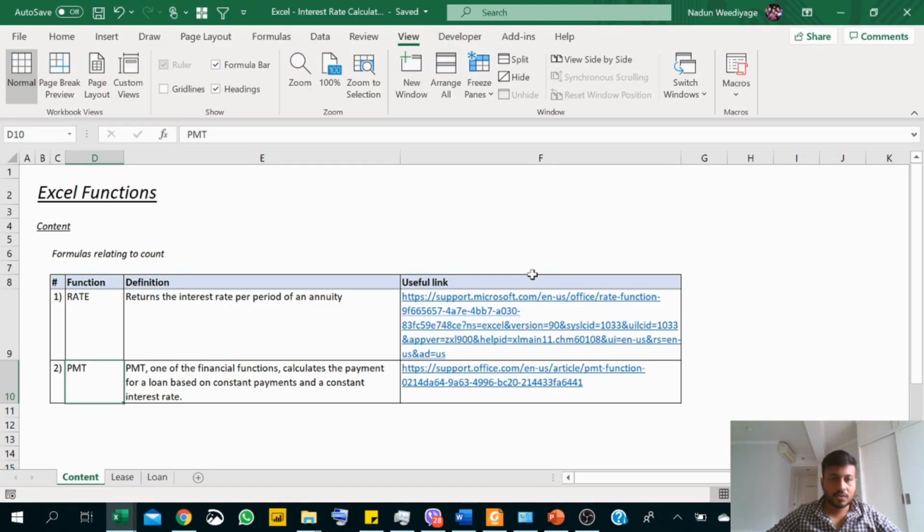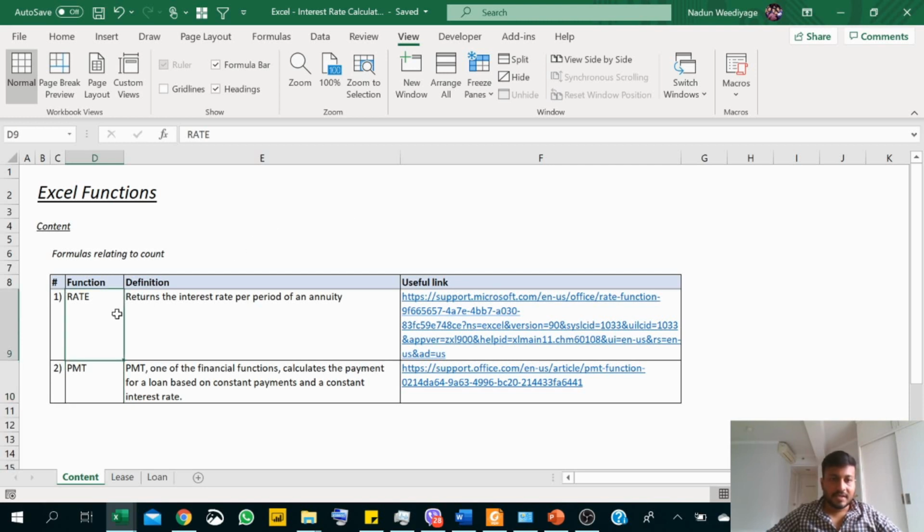So let's get started. Today's focus is the calculation of the interest rates pertaining to loans or leases, as well as the calculation of the installment amounts.